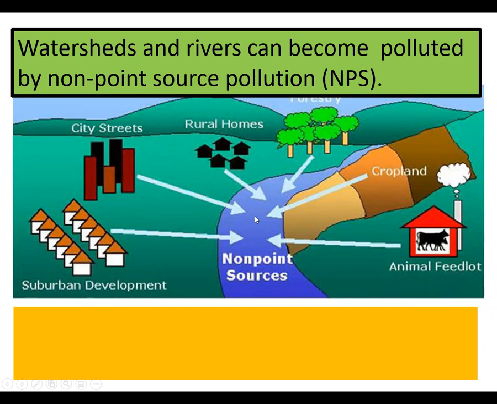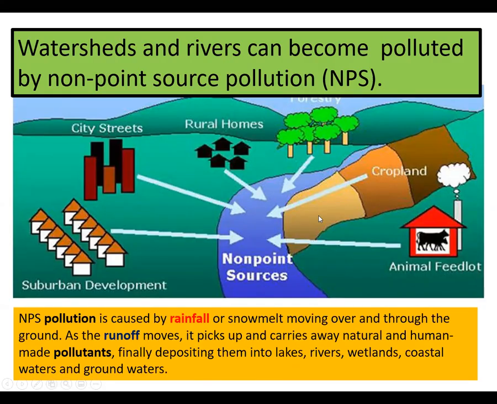So everything that we put around us, like on the ground, on the street, all of this can be washed away by runoff and can be brought to the rivers and lakes, thus polluting them. That's why we need to maintain the cleanliness of our environment because our environment makes up the watershed.